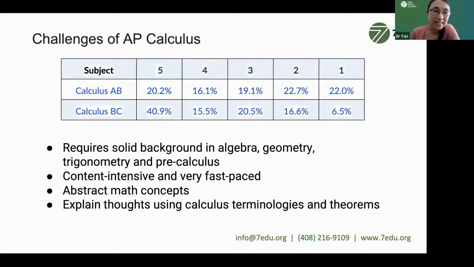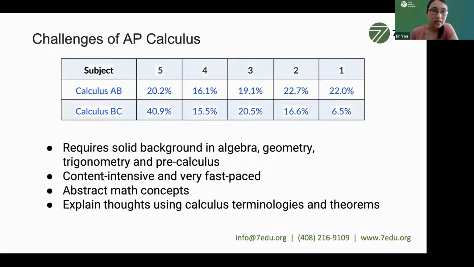Now, if you look at the statistics for students who got a 4 or a 5, and by the way, these are the statistics from 2022, the test results that were just released, and each year there's a slight change in terms of percentage, but pretty stable though. Okay, now if you look at the percentage of students getting 4 and 5, you may think that BC is actually easier than AB. That's not true, and in fact BC is much harder than AB, and it's much faster paced than AB.